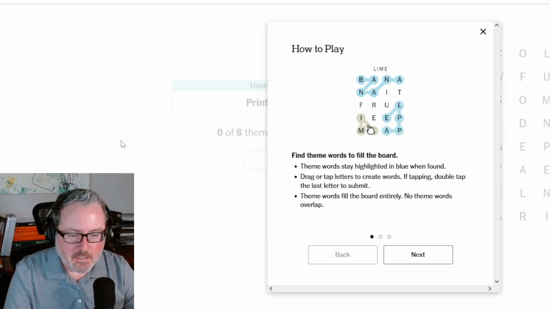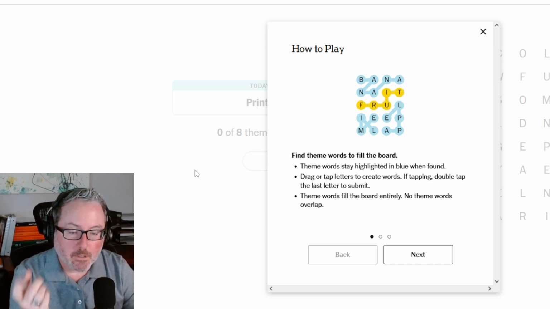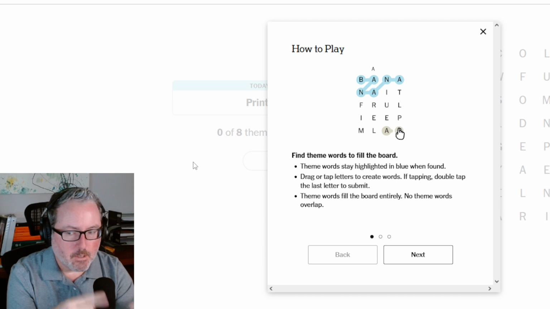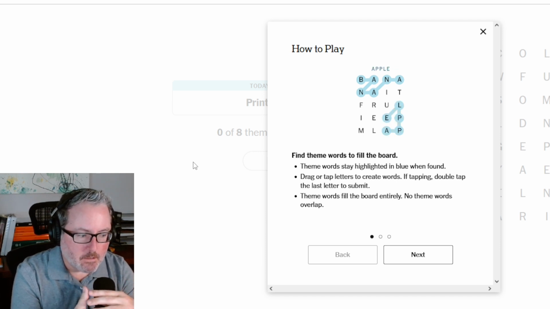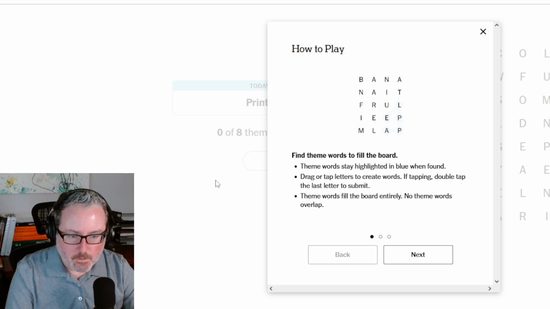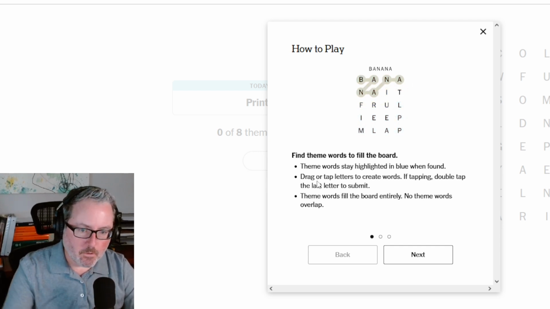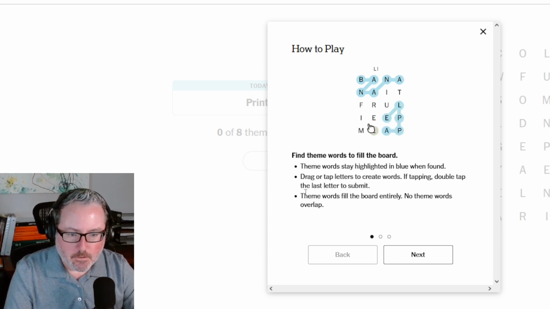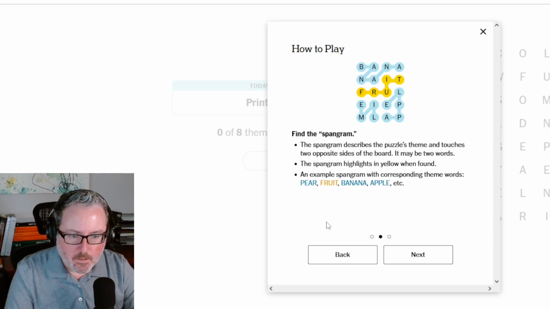Now, Strands is somewhat similar to Connections. It's like a word search puzzle, but you're going to have one word in the puzzle that is a general term that all the other words you find are going to be part of that group. So the rules: they call it a theme word instead of a representation, but theme words stay highlighted in blue when found. Drag or tap to create words, and you'll fill the entire board completely.